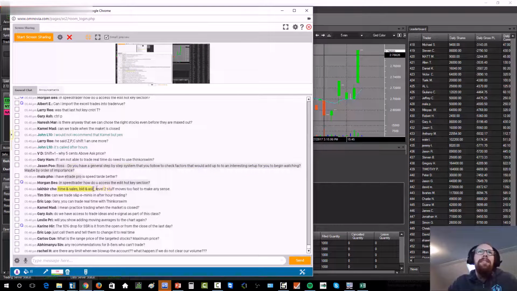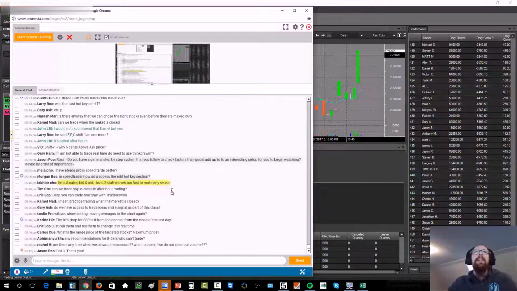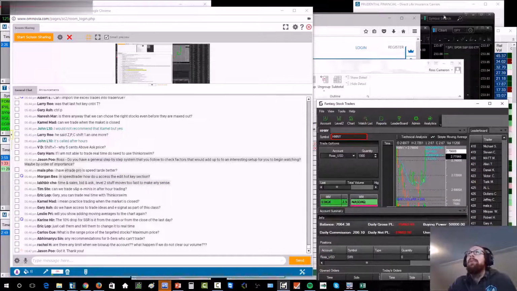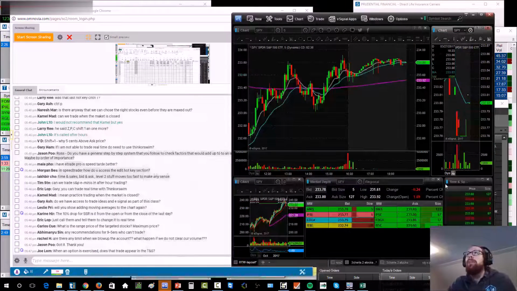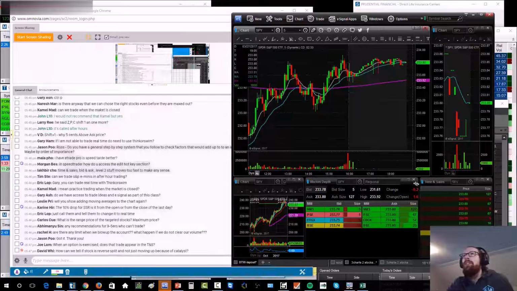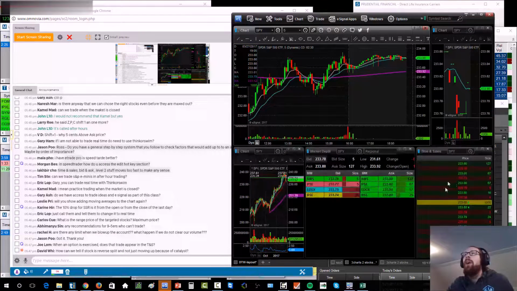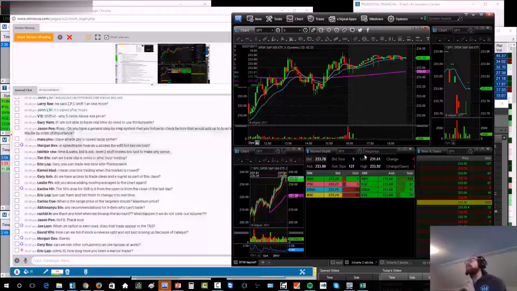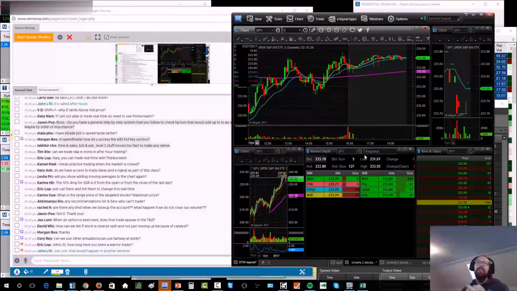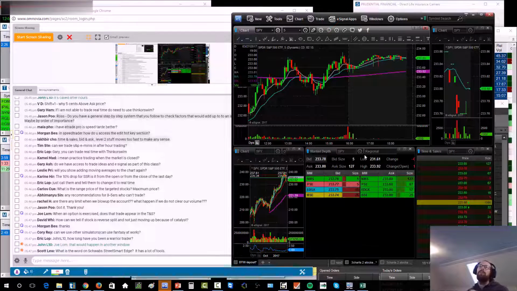Time and sales, bid and ask, level 2 stuff moves too fast to make any sense. As a beginner trader, it does move fast, and I definitely understand that. You can see here, on something like the SPY, it's not moving too much after hours, but there is a lot of flow here, and it can be very hard to read. It takes time, and it takes practice. So we will have classes specifically dedicated to reading level 2, so you get to a point where you feel like you can read this much better.